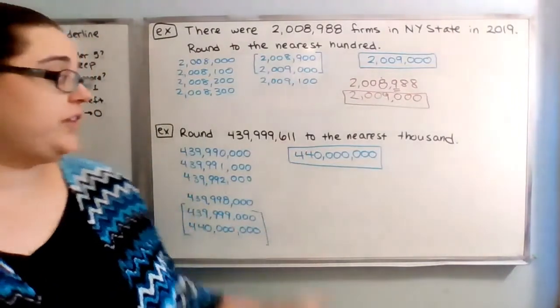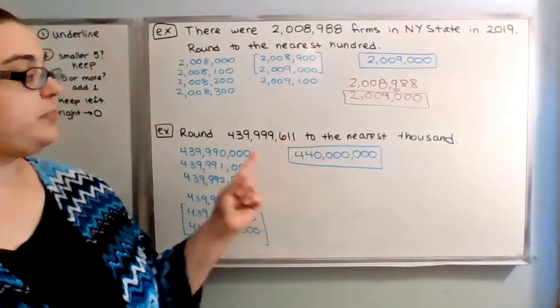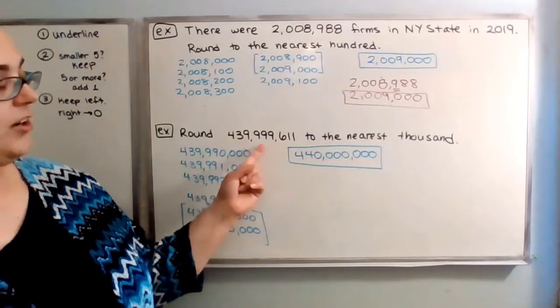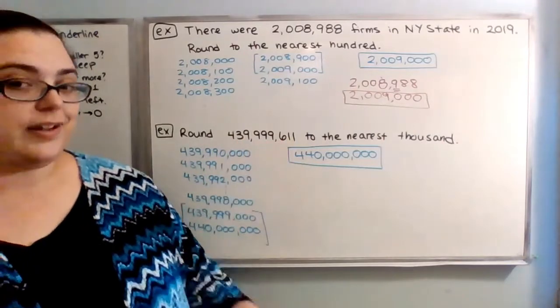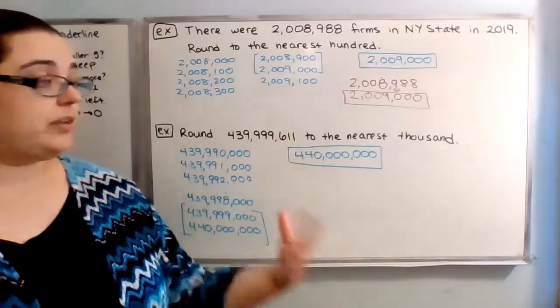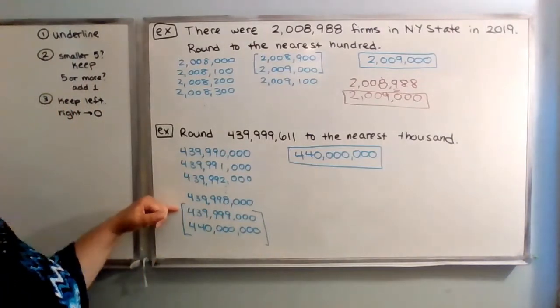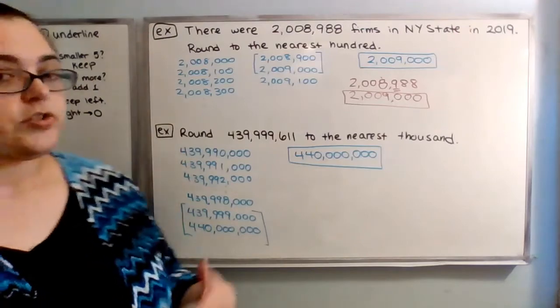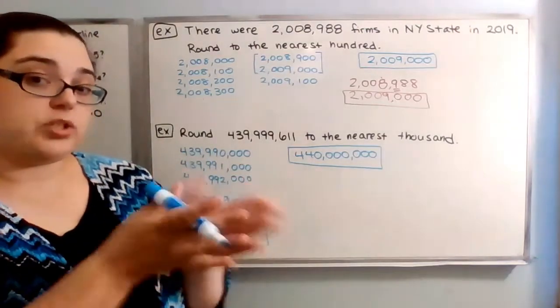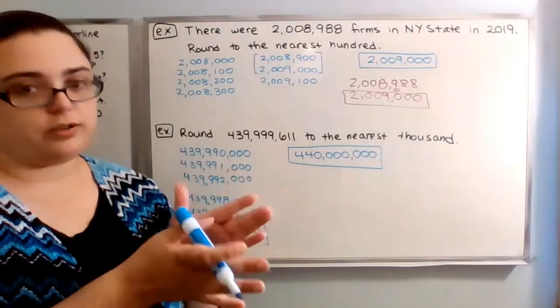So for example, if this had been a 2, if this had been 439,999,211, 211 would be less than 500. So this would have rounded to 439,999,000. So you want to find which two numbers you're in between and then figure out which of those two am I closer to.